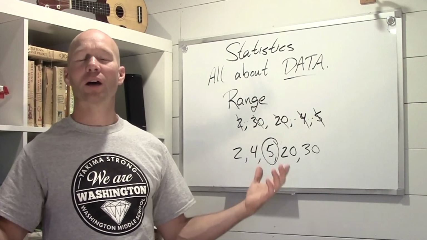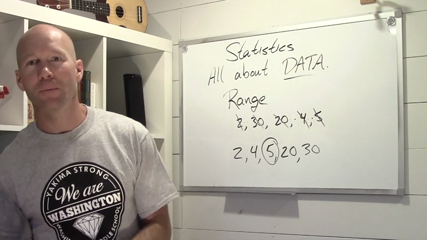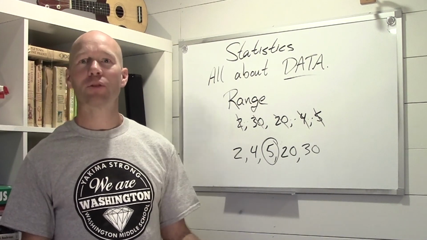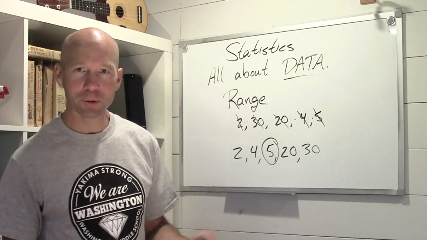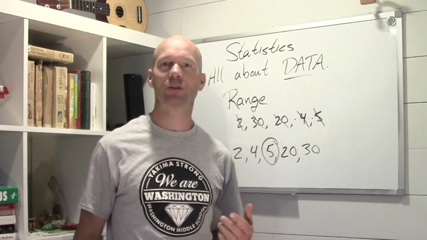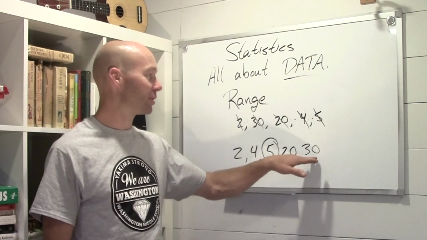Another important way to understand numbers is the range. If I were to say, what's the range of the plants in your garden right now? Well, we would say the smallest plant is my corn. It's 2 inches tall, and the biggest plant was the peas at 30 inches tall.